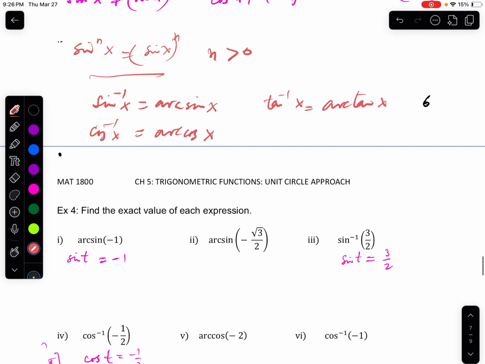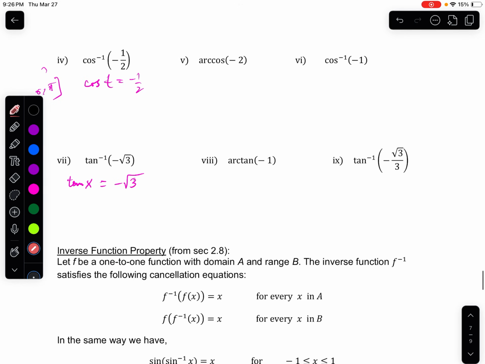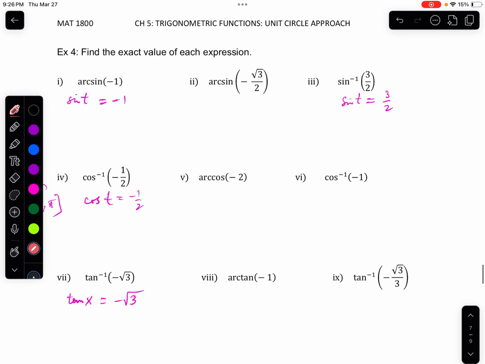So again, we are trying to find a number t such that sine of t is equal to negative 1. Sine of t is equal to negative 1. And we have to stay within negative pi over 2 to pi over 2. So in other words, in these two quadrants.